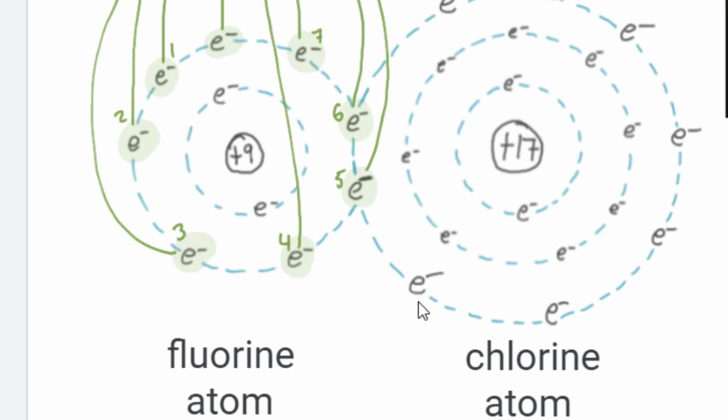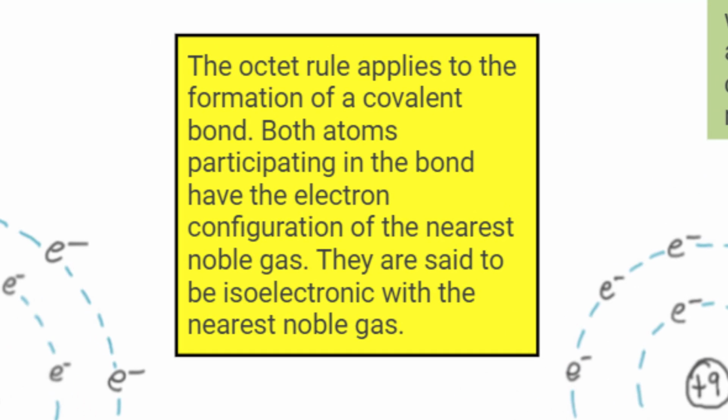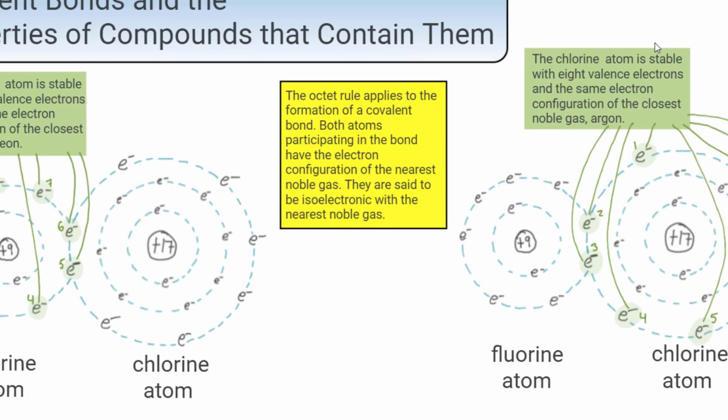You can see that the fluorine atom has 8 valence electrons around it, and also the chlorine atom has 8 valence electrons around it. This is the octet rule, and for any type of bonding, including covalent bonding, we are going to obey the octet rule and form an electron configuration that is the same as the nearest noble gas.